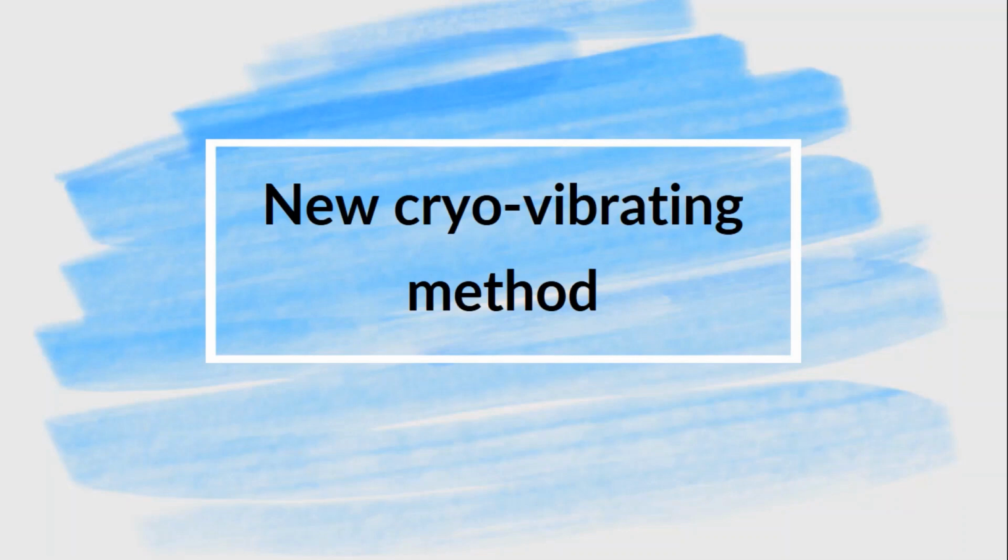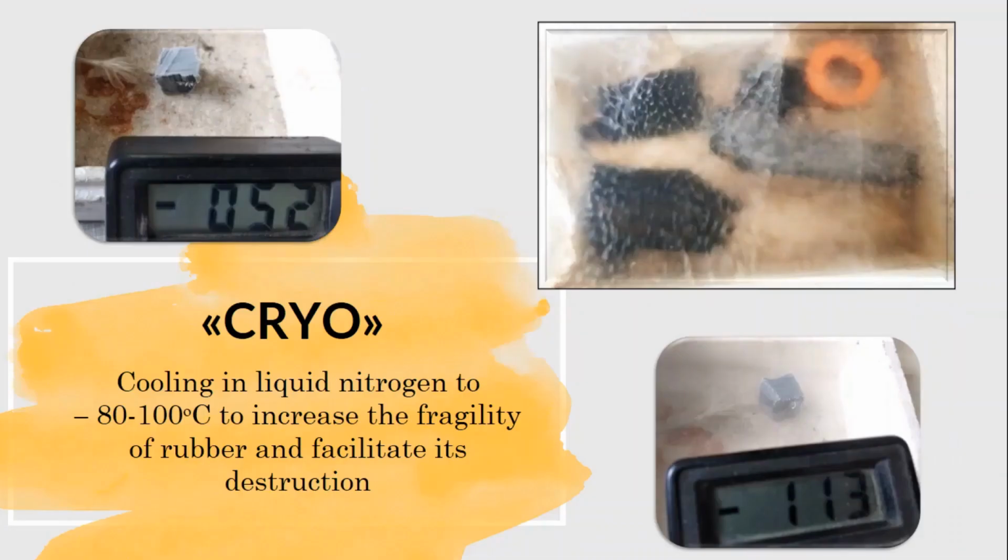So in my work, I propose to use the new cryo-vibrating method. At first, we must know what the name of the method means. So cryo means that we cool tires in liquid nitrogen to a temperature from minus 80 to minus 100 degrees Celsius to increase the fragility of rubber and facilitate its destruction. We mustn't cool tires to a lower temperature, because the fragility of rubber won't almost change. However, we will spend more money on liquid nitrogen.